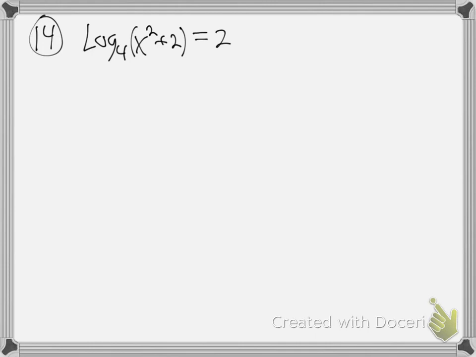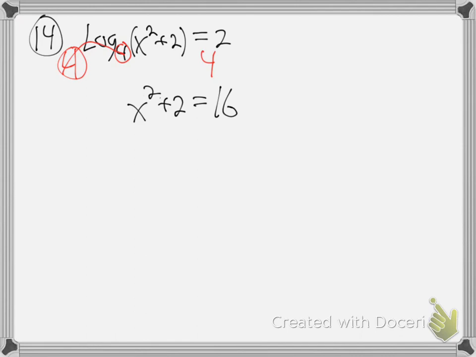So to get rid of a log, I do a power, a base to a power. And I got to make the base the same, and then these will cancel because the base on the log and the base in the power match. If they match, then they'll cancel. So what do we have? x squared plus 2. 4 squared is 16.